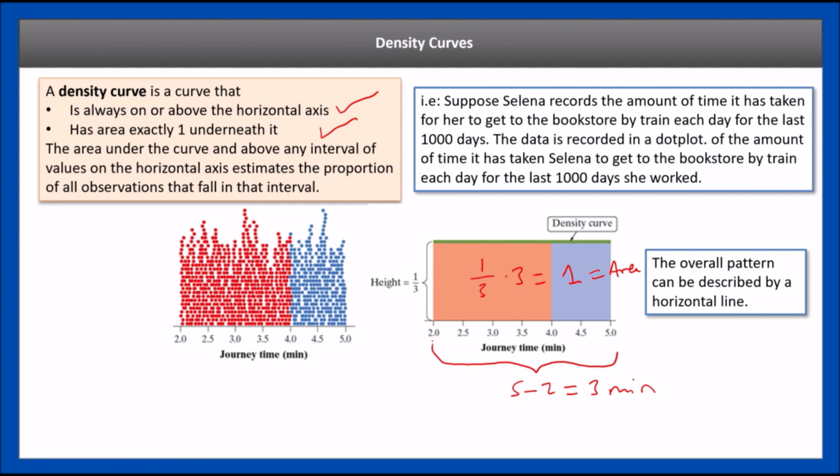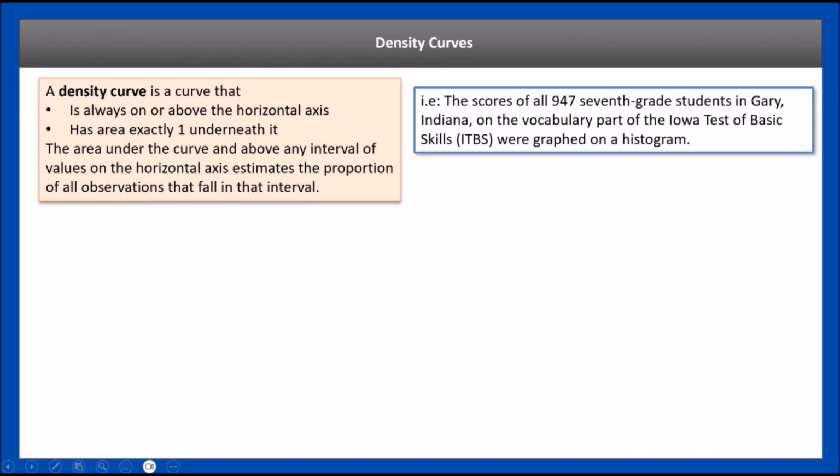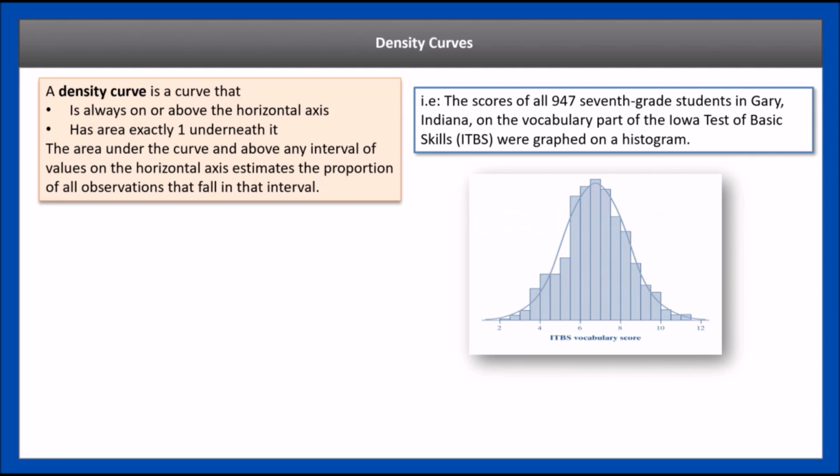All right, so let's look at another example. The scores of all 947 7th grade students in Gary, Indiana on the vocabulary part of the Iowa Test of Basic Skills, ITBS for short, are graphed on a histogram. So we're going to graph these results. And so you've got your histogram, and we superimposed a curve on top of that. That curve is going to be our density curve. The histogram is just the bars, but we superimposed this density curve over it. This seems to be a good estimation of what's going on in that data set.